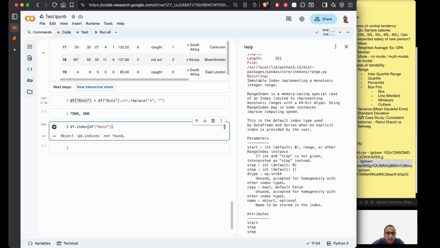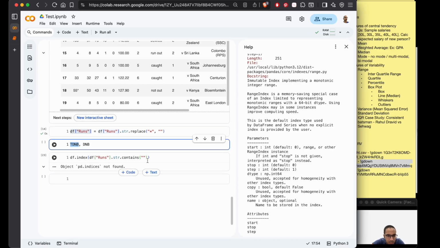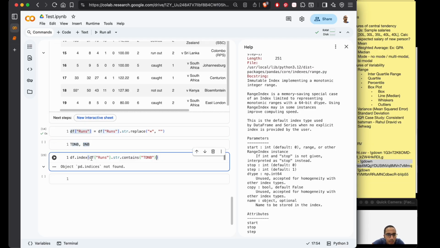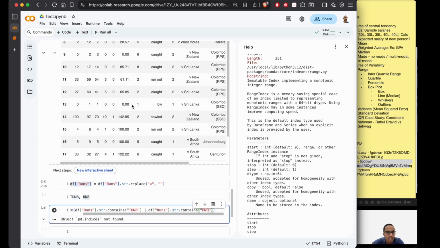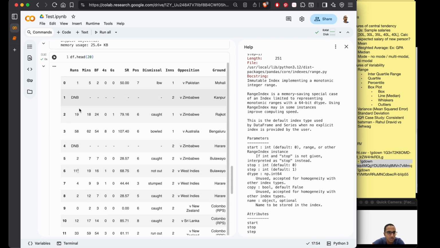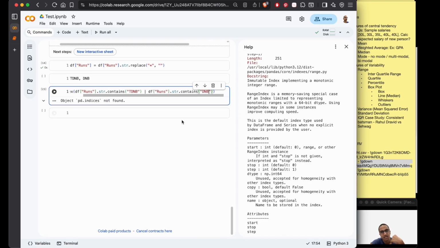So df.runs.str.contains. Yeah, so contains. We are trying to see if it contains either this or this one. We want all the indices of these two particular values. So any rows in this runs column that have TNB and TDNB as values. Let's see if this actually gives us that.